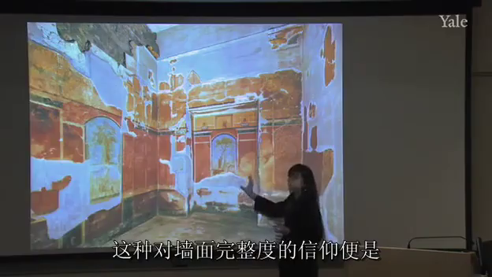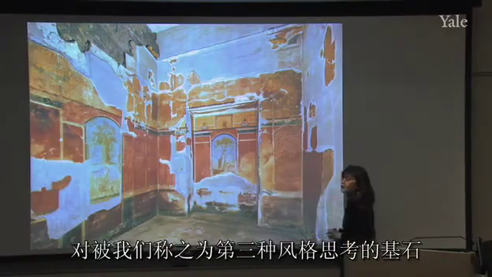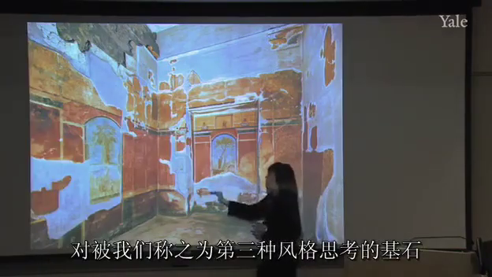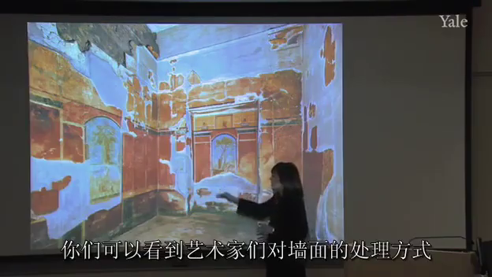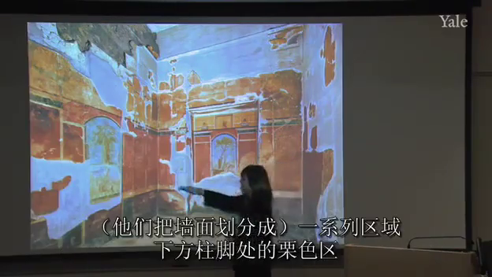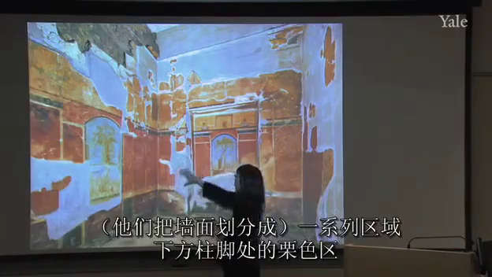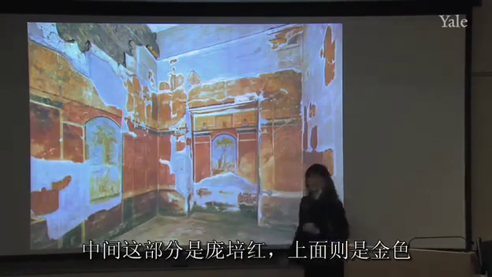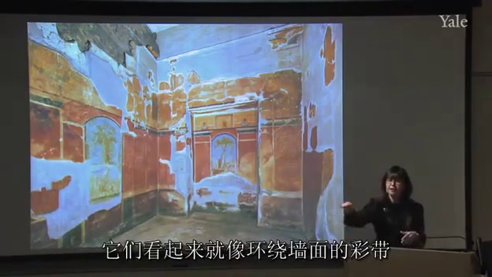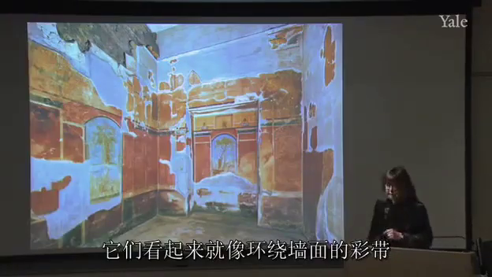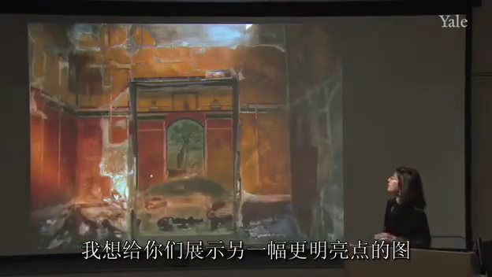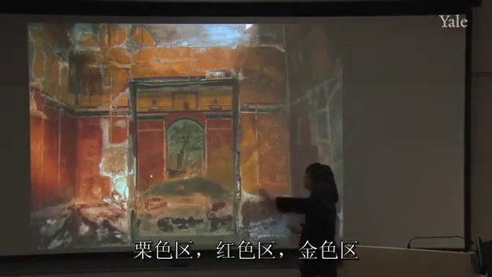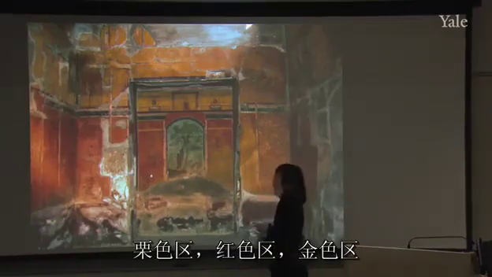So believing in the integrity of that wall is the cornerstone of the thinking for what we call third style Roman wall painting. And you can see the way the artist has treated the wall, a series of zones, a painted maroon zone or a socle down here, a middle tier painted Pompeian red, an upper tier painted this gold, all of which looks like a series of stripes across the wall. Let me show you another view which is a little bit brighter so that I think you can see this better. The maroon zone, the red zone, and the gold zone.